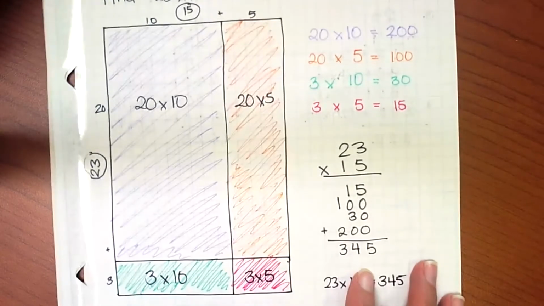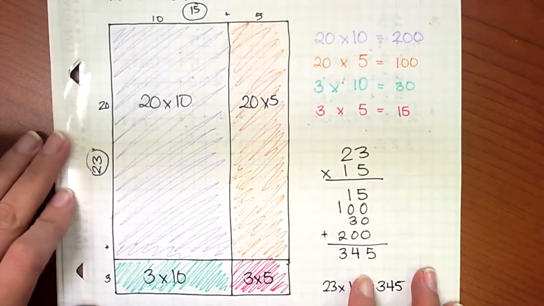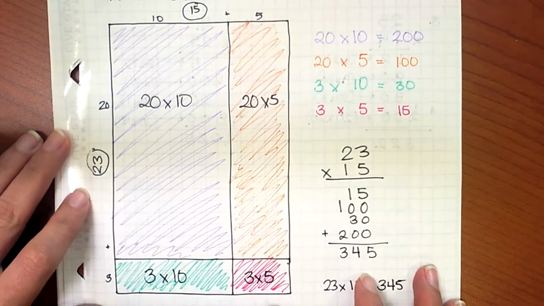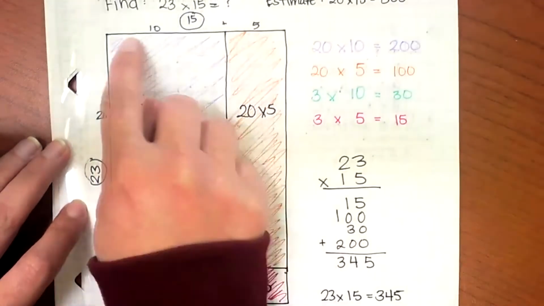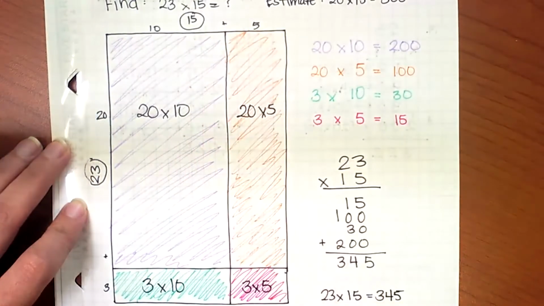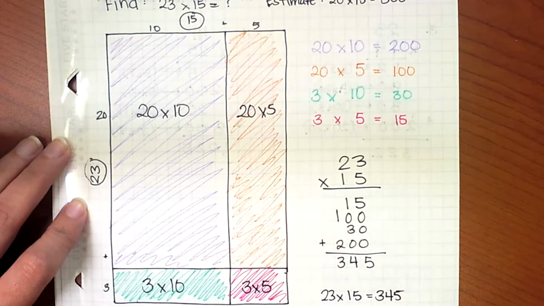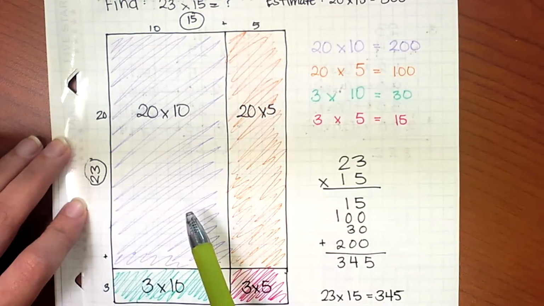And you can see my whole drawing now. So 23 times 15. So this is 20, and then 3 more makes 23. 10 and 5 more make 15. So again, remember, broken up by place value. And then I start working on my partial products.